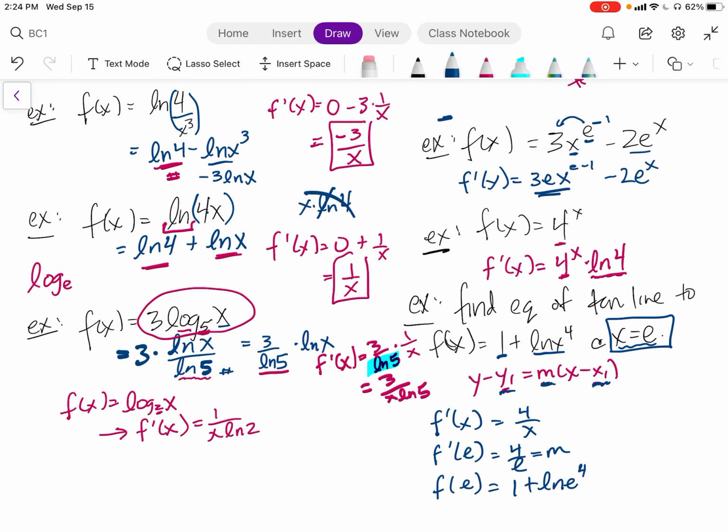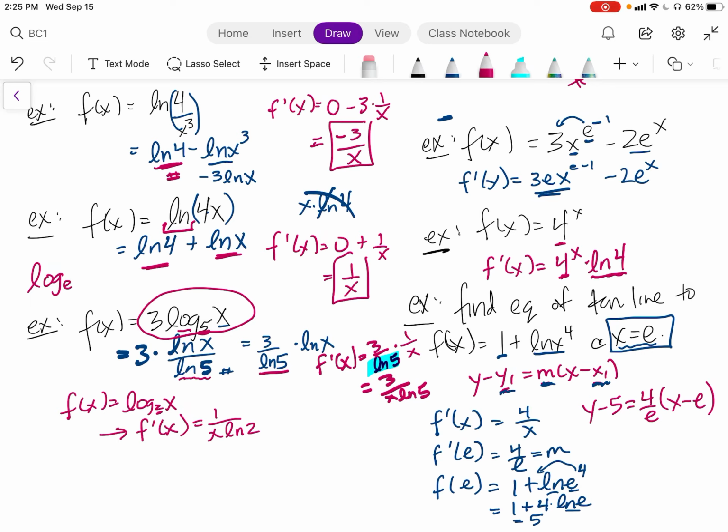And ln and e are inverses. These two cancel, they make 1. But since it's to the 4th power, we get 4. Another reason is, remember that we could bring that exponent down by the properties. If I have ln of something with an exponent, I could bring that 4 down. And now ln e is 1, so 1 plus 4 is 5. So we have everything now. y minus 5 equals m, which is 4 over e, times x minus x1, which is e.